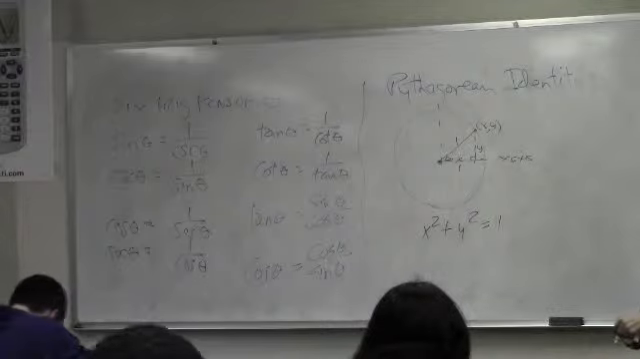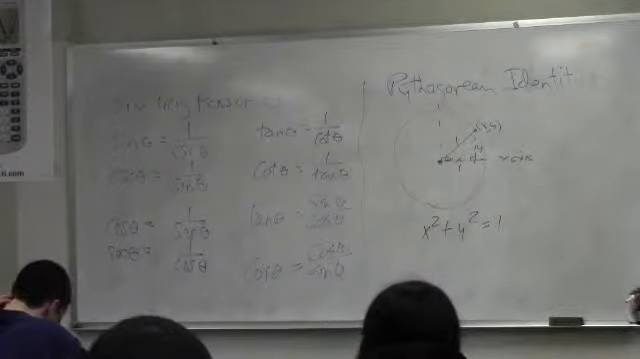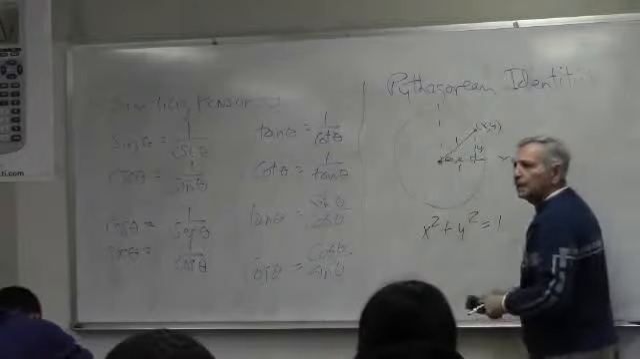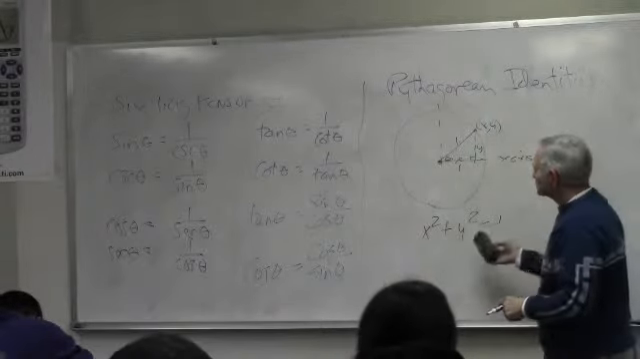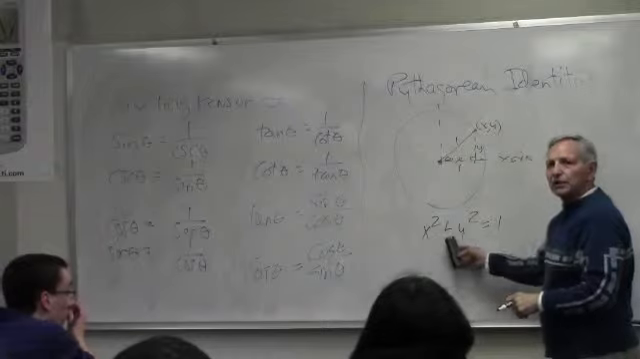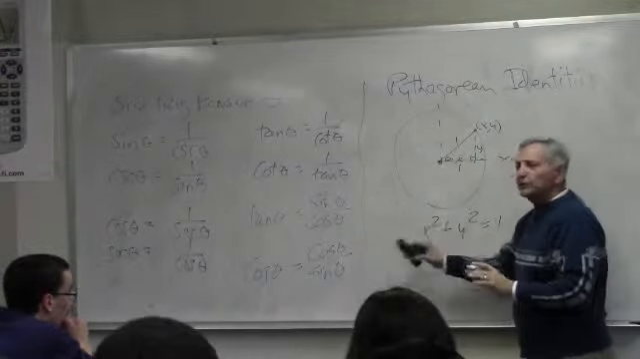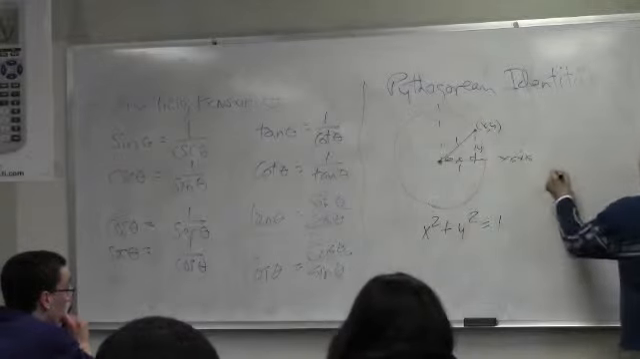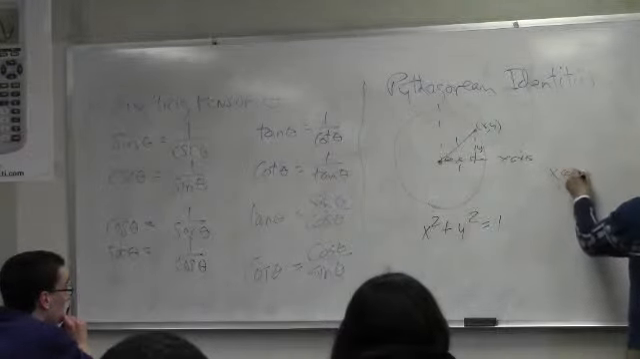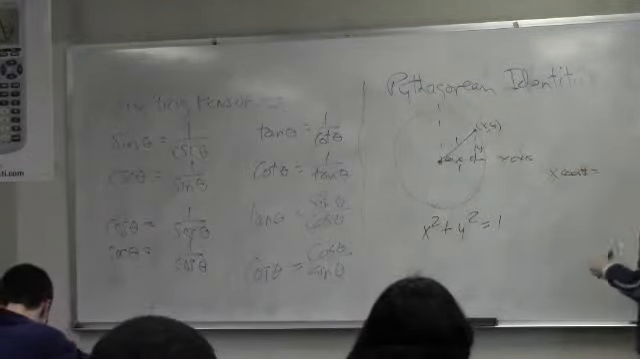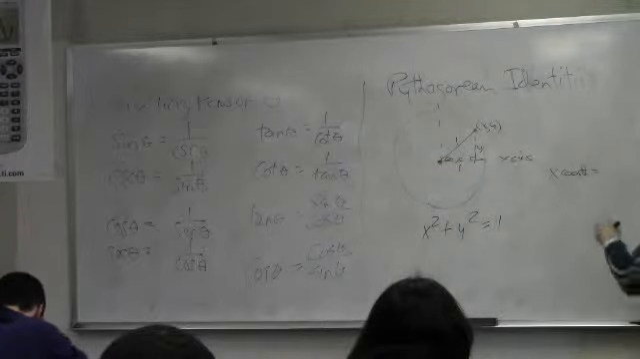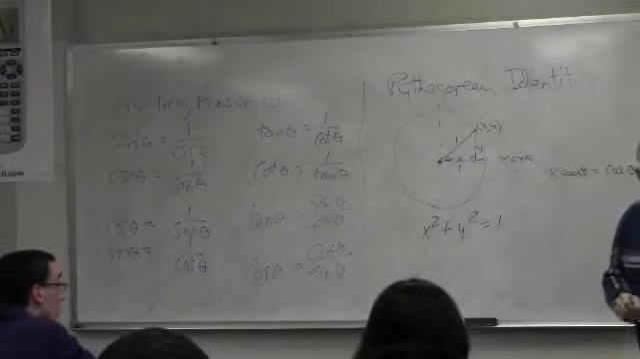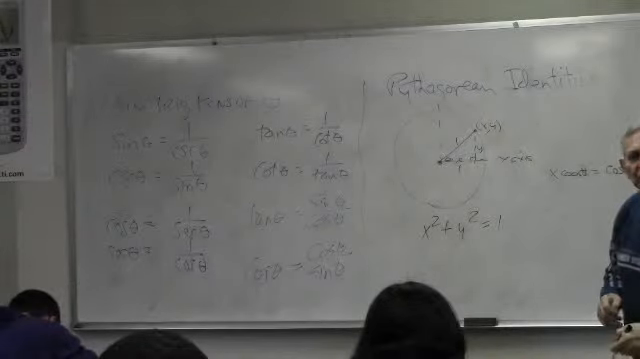Okay, now, in terms of this, right? What do we say in the unit circle? Look on your unit circle. What do we say the x coordinate was? The cosine of the angle, right? Yes, does it say that on your unit circle?